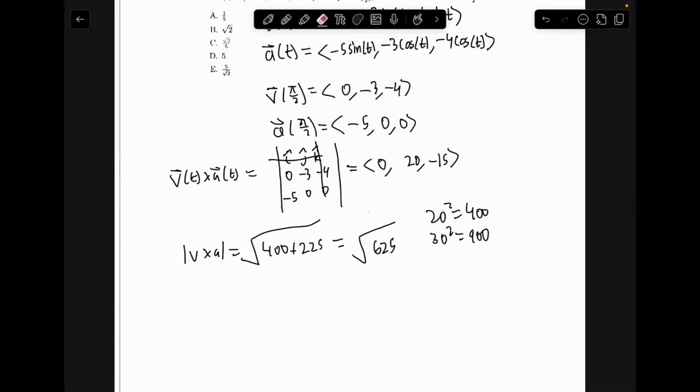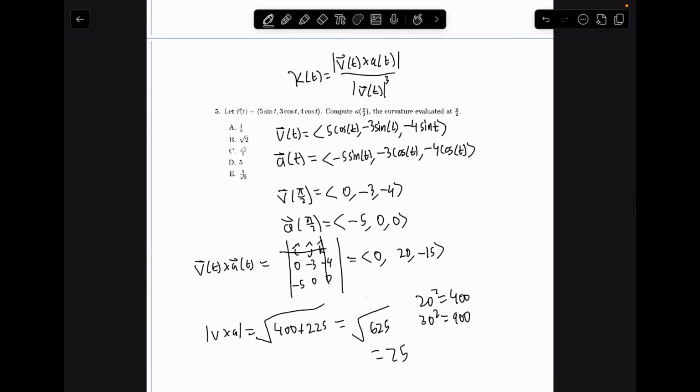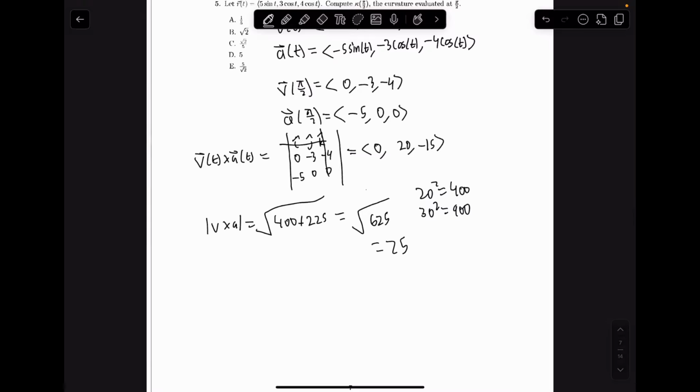Maybe it's not exactly clear, but this is going to be equal to 25. And I think there's a rule there, like a trick that you can use, but I trust you guys that you can get that square root. Okay, so we have that. So that's our numerator, and then we have to divide by magnitude of v cubed.